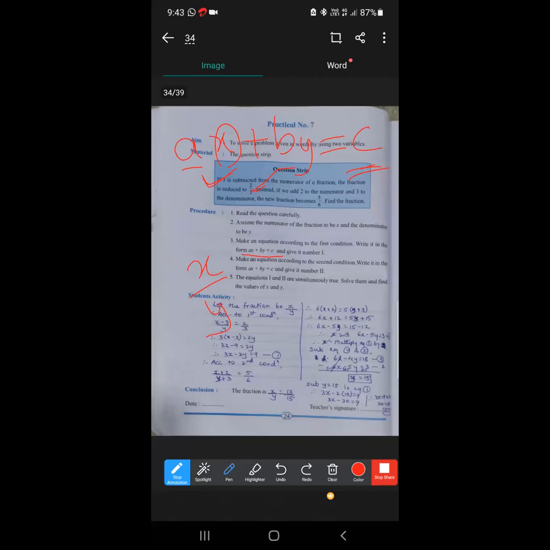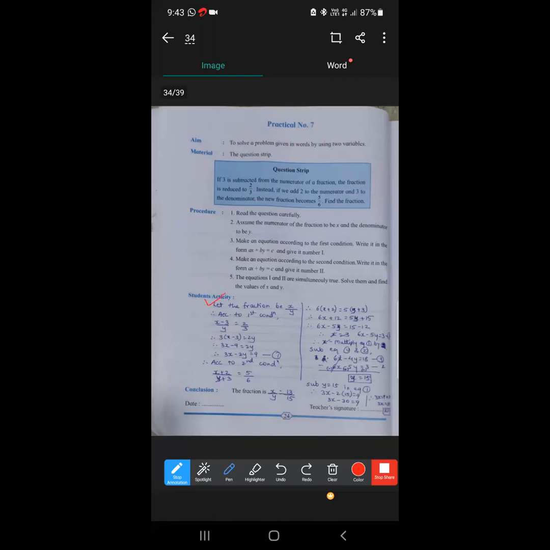That is the main intention of the problem. Okay, so here let the fraction be x and y. They have told you to assume the numerator of the fraction as x and the denominator of the fraction as y. So let the fraction be x upon y.